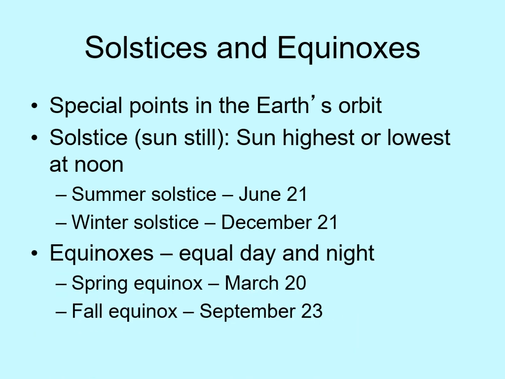The equinoxes happen when we get equal amounts of day and night. This happens halfway between the solstices. The Sun rises due east and sets due west on these days. They mark the beginning of spring and fall.